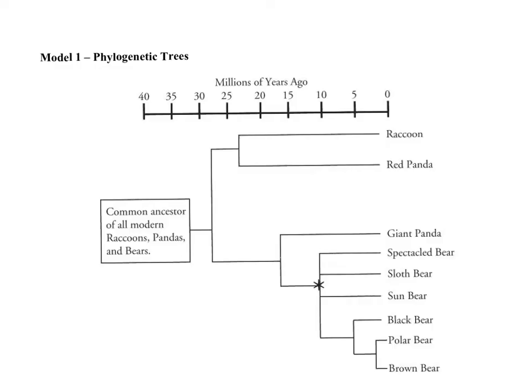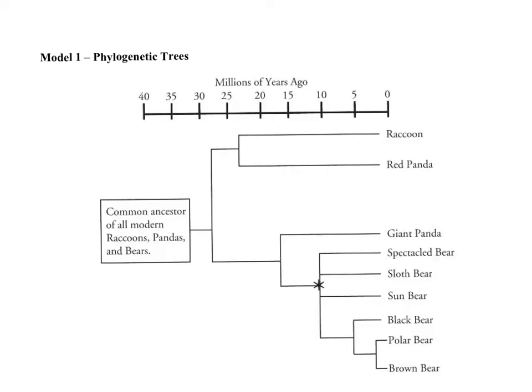The next question asks, according to Model 1, what animal shares the most recent common ancestor with the brown bear? So you can see that the brown bear is located all the way at the bottom of our phylogenetic tree. And to find out which one has the most recent common ancestor, remember what we talked about earlier, how the closer they are related, the closer they are on the tree. That means that the brown bear's common ancestor is going to be the polar bear.